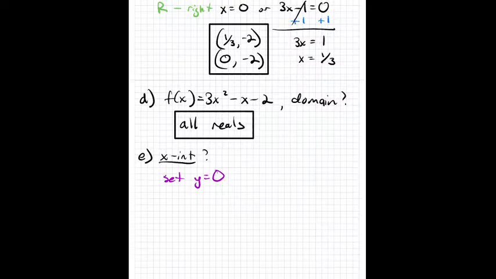Okay, so we have this function here, f of x equals 3x squared minus x minus 2, y equal to 0. So if we set y equal to 0, we're going to have 3x squared minus x minus 2 equals 0. And so we have a trinomial. We could use the quadratic formula. We could use completing the square. I'm going to see, can I factor this?